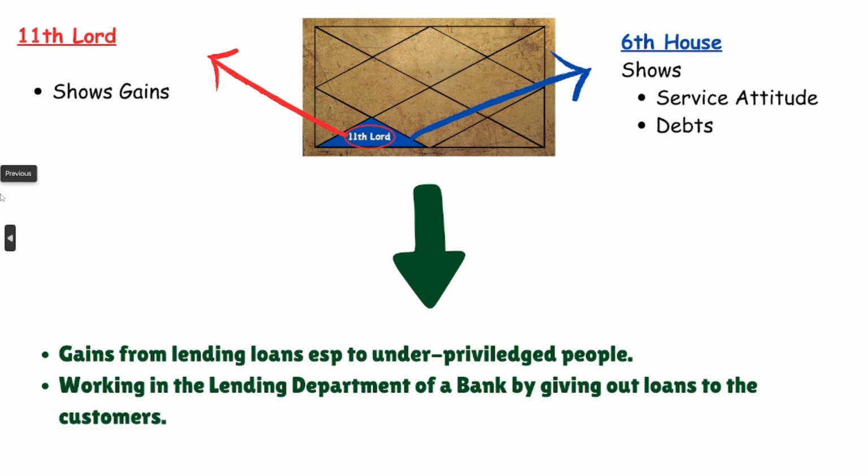The 11th lord shows gains, and the 6th house shows service attitude and debt. So you can gain from lending loans, especially to underprivileged people. You can also work in the lending department of a bank by giving out loans to customers. So we are seeing the positive aspects. For all these things to turn out good, the condition of your chart and the strength of the 11th lord should also be good, the dignity should be good.